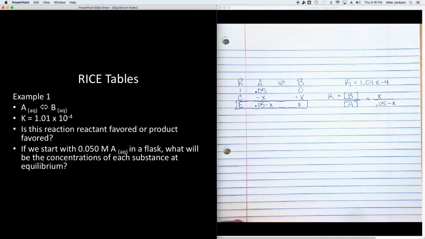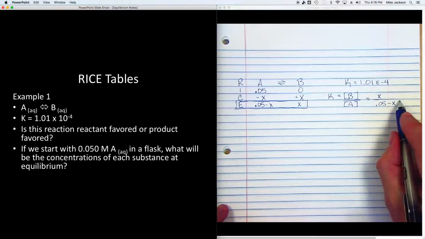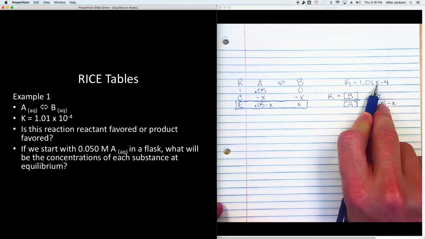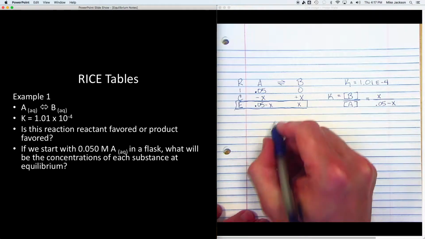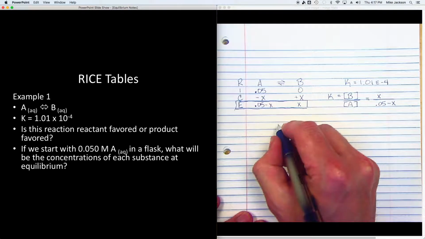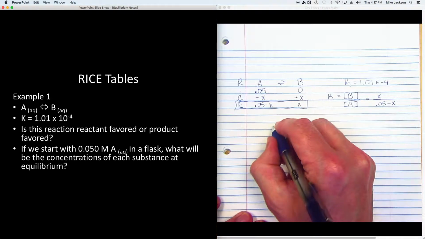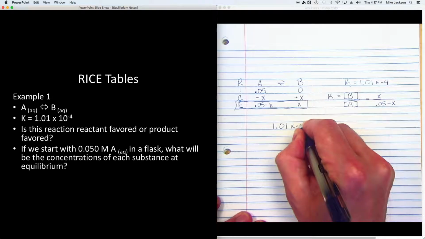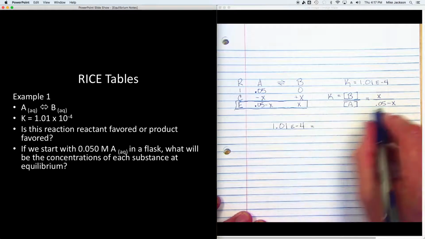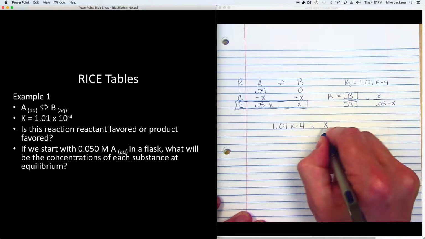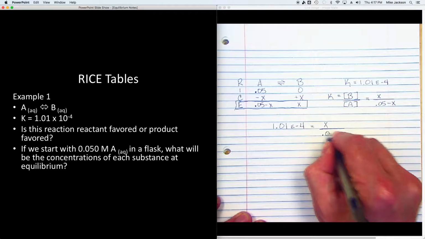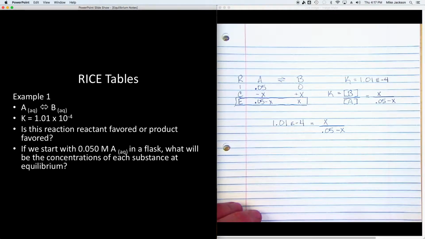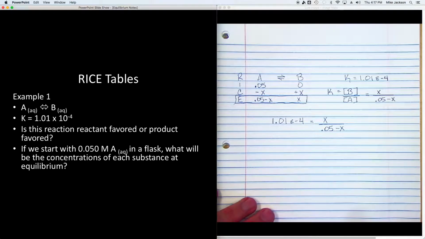Okay? Now, since I have an equilibrium value, I can take this expression that I just wrote and set it equal to the equilibrium constant. So I'm going to start down here so I have more room. 1.01 times 10 to the minus 4 is equal to this equilibrium expression, x over 0.05 minus x. Now is where the chemistry ends and the algebra work begins.